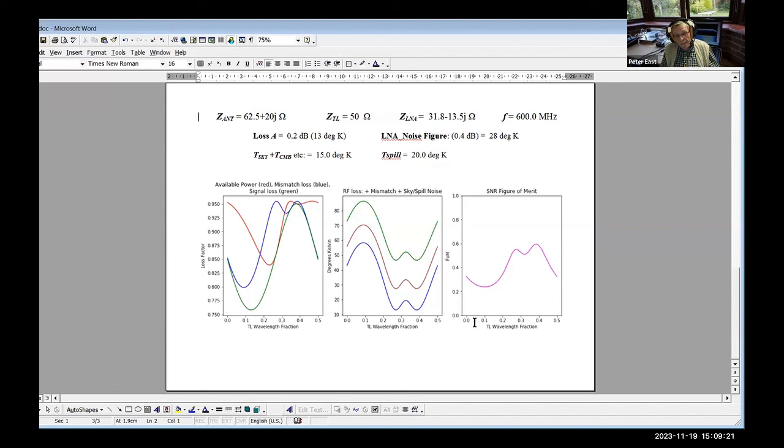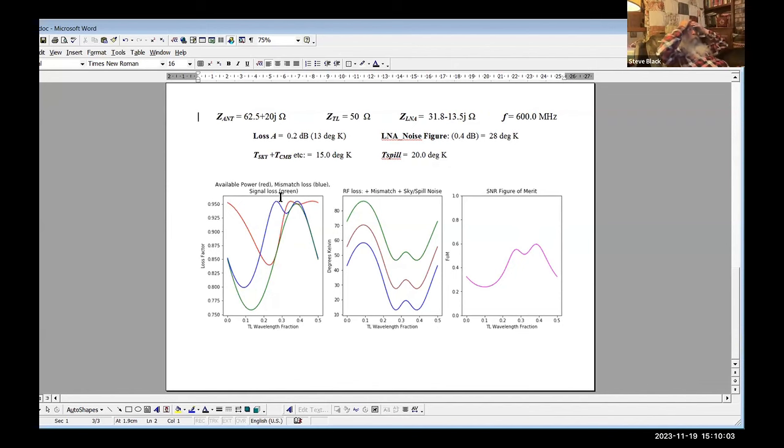Now this point here is zero. This is effectively the zero point, connecting your amplifier directly to your antenna. So if you look at this signal to noise figure of merit, this is round about 0.3. This is 0.6. So you can get a 3 dB improvement in sensitivity. This is signal to noise ratio, just by putting in the right length of transmission line. If we go on to this one, the red curve is the available power.